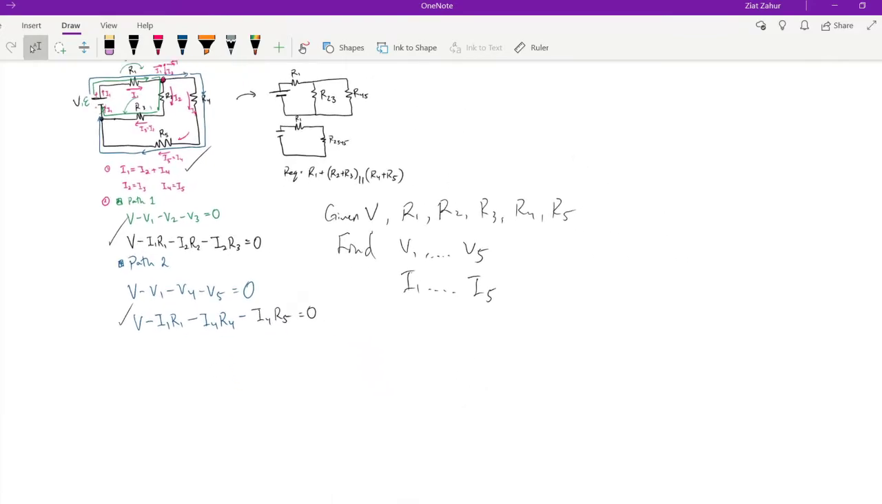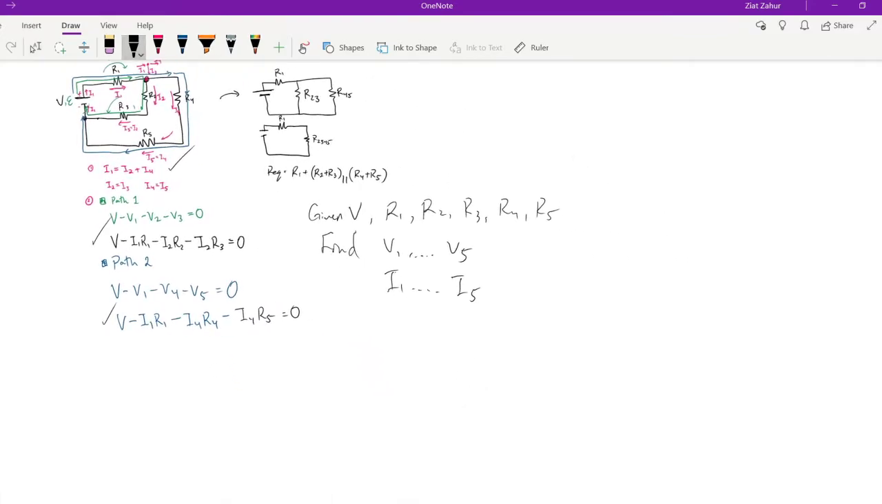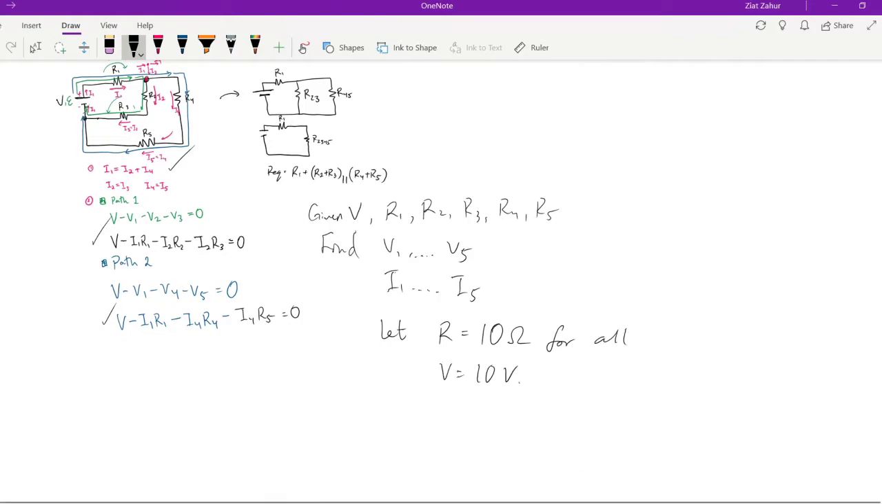We could try it, I guess. Let's see. Let's just make it easy. Let R equal 10 ohms for all, and V equals 10 volts. Alright, this would be an easy way.